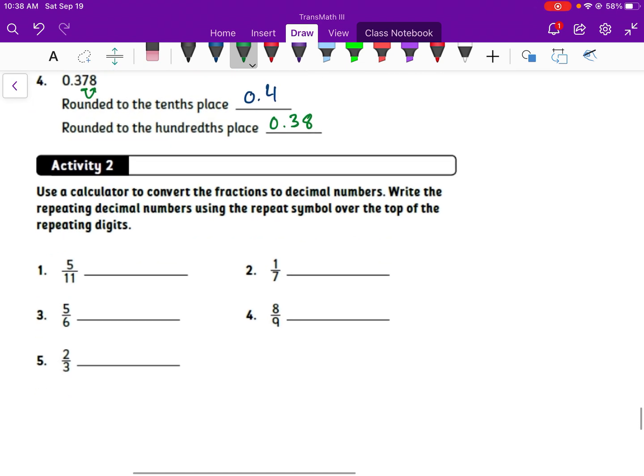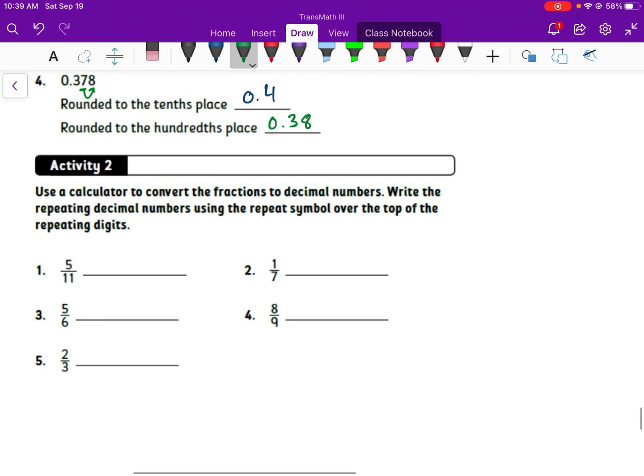Okay, so use a calculator to convert the fractions. 5/11ths. When we plug 5/11ths into the calculator, so that's saying 5 divided by 11, we're going to get 0.454545. You're noticing there's a repeat. 4-5 is repeating, so we're going to put a line over the 4-5, and then we can just get rid of those extra ones.